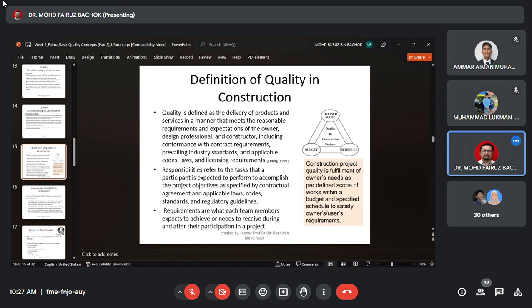Okay. Construction project quality is the fulfillment of owner needs, as per the defined scope of work within a budget, and with the skill to support the owner's user requirements. Okay, it means that all these are related. They have a direct relation. When there's a problem at the defined scope, it will affect the schedule. It will affect the budget. When there's a problem at the schedule, it will affect the budget.